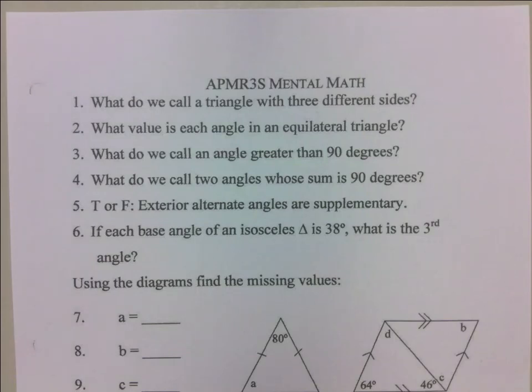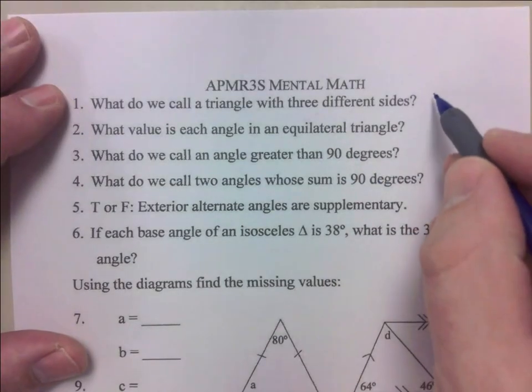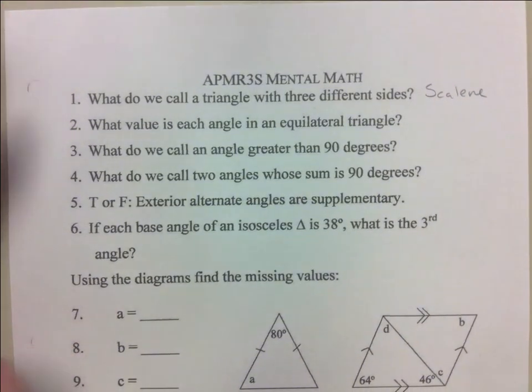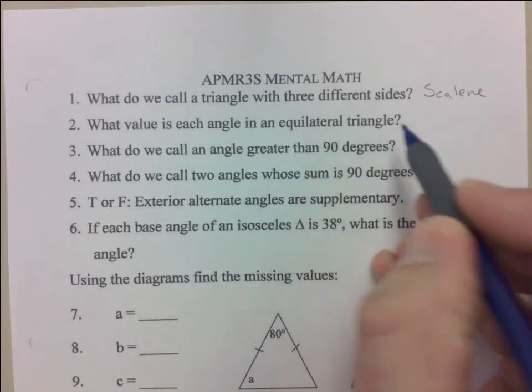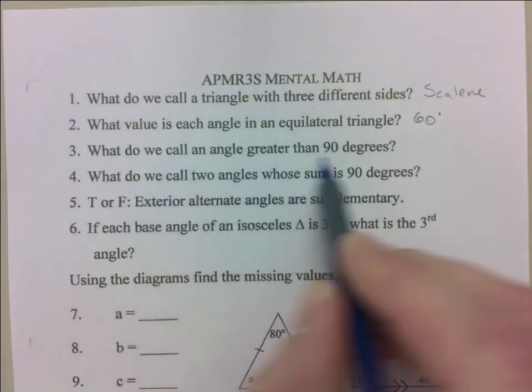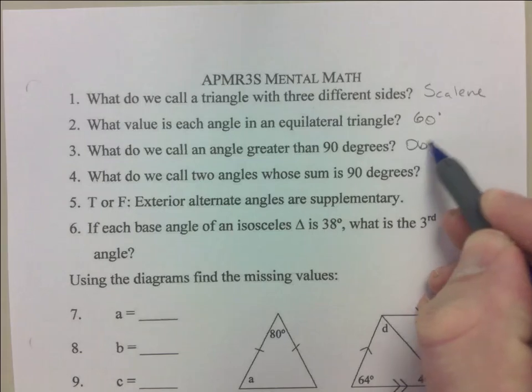What do we call a triangle with 3 different sides? Scalene. What is the value of each angle in an equilateral triangle? 60 degrees. What do we call an angle greater than 90? Obtuse.